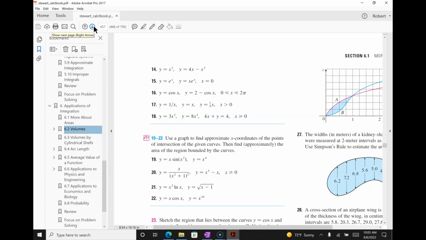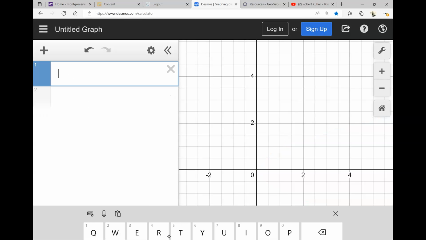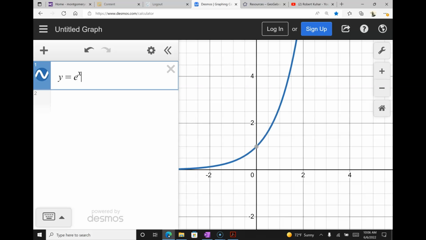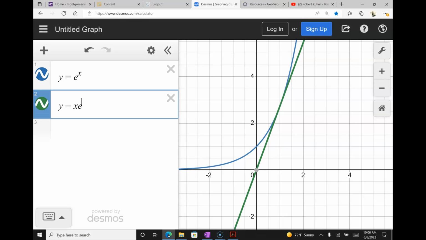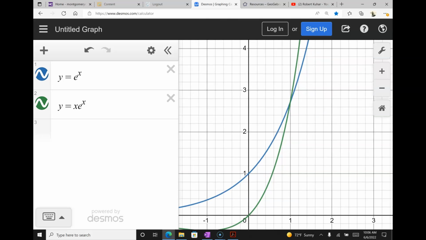Let's do 15. y equals e to the x and y equals x e to the x, and all they give me is x equals 0. I don't know why, but let's find out. Y equals e to the x. Y equals x e to the x. So they want me to go from 0 to where they connect. Yes, you with me? So it looks like 0 to 1, but I'll double check it.